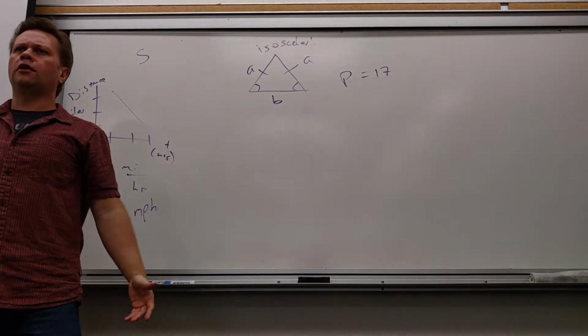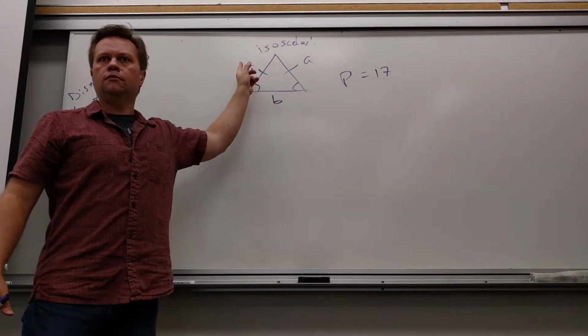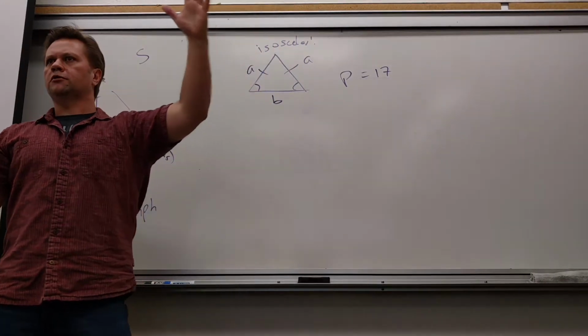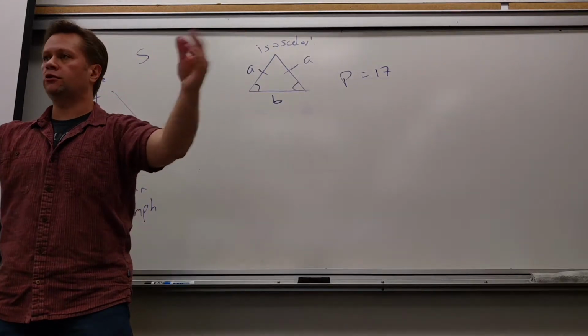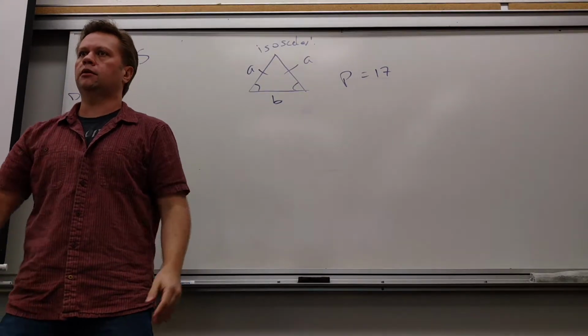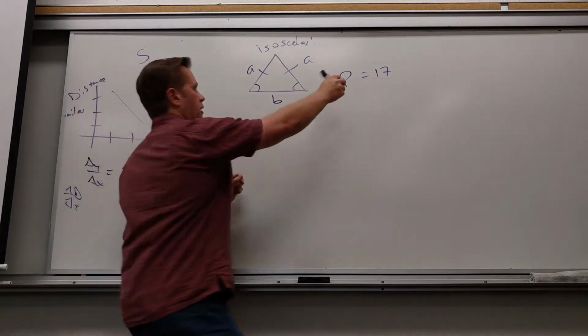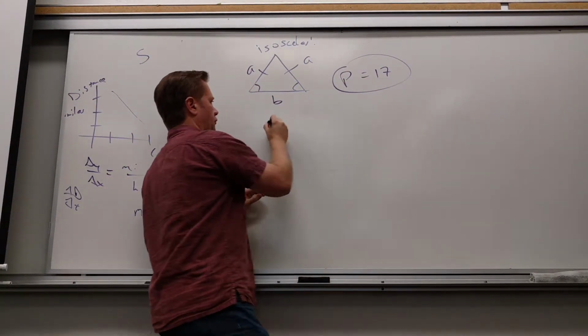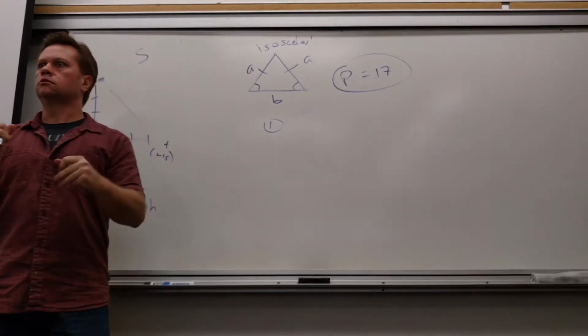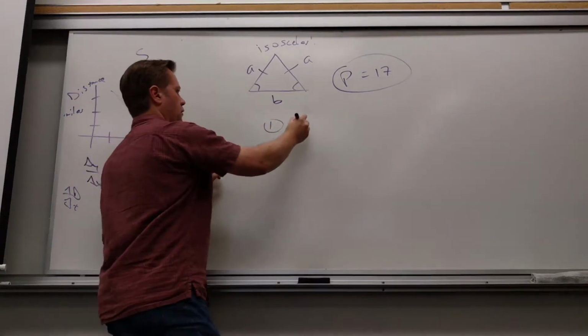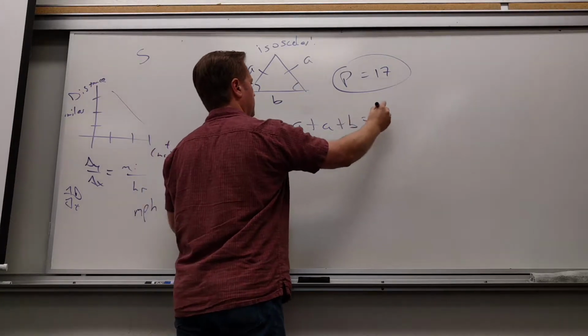You call it whatever you want to, as long as these are the same. What are variables? They take the place of numbers I don't know. You don't always have to use X and Y. So what's the first equation I can write because of this? A plus A plus B equals 17.